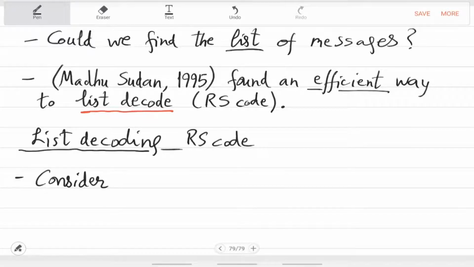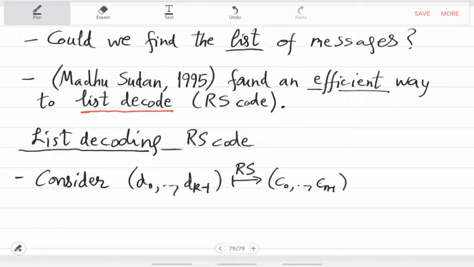so you had Alice had a message D0 to dk minus 1. These are the k field elements. The Reed-Solomon coding algorithm gave her n field elements, which is basically the evaluation. So P is the polynomial that this message defines, and the evaluation of that at E0. E0 is the first field element, then E1 is the second, and so on. So compute all these values and just send it over the channel.